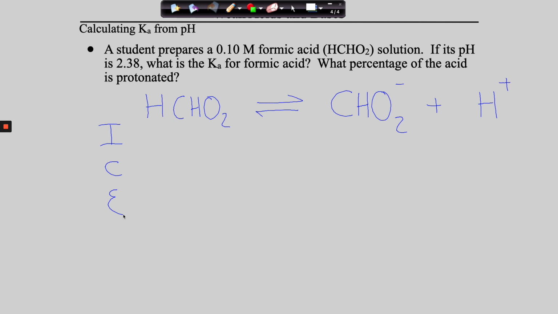So let's look at what we know. What is the initial concentration of the formic acid? Yep. I'm going to just be really sloppy with digits and units. 0.1 molar. What is the initial concentration of both the conjugate base and the protons? 0. Now guys, as this then falls to equilibrium, what happens to the amount of unprotonated formic acid molecules?